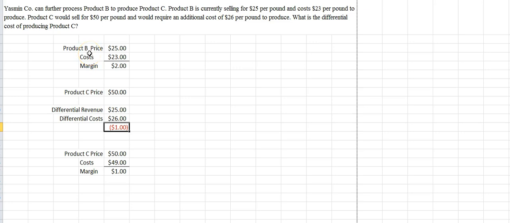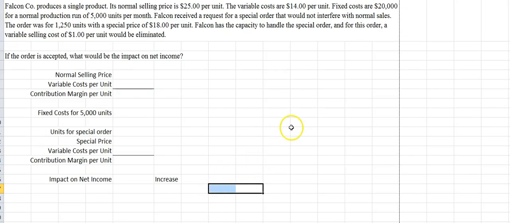stop at stage B and sell the product at stage B to some other manufacturer so that other manufacturer could process it further. The other manufacturer is probably a more efficient manufacturer as far as taking the product from stage B to stage C. Let's do the next problem.